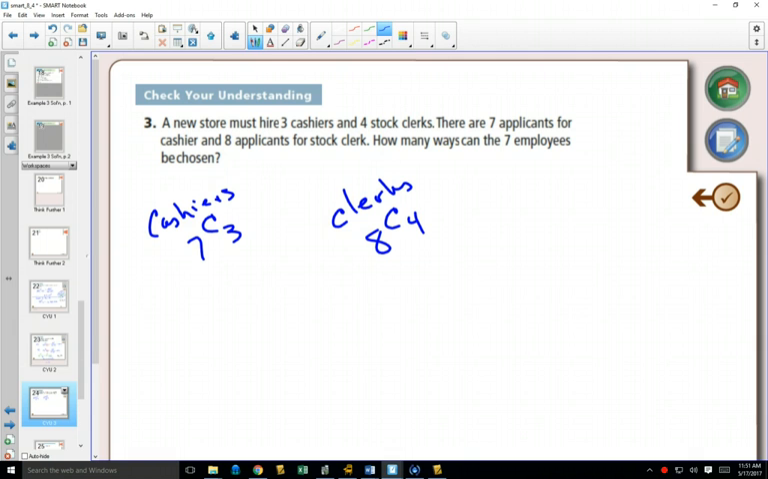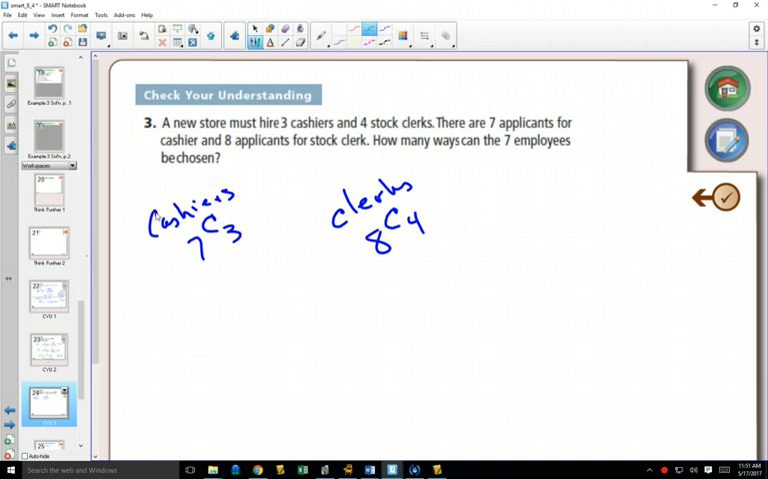Once I've done the cashiers, have I chosen 7 employees? No, I've only chosen 3. And when I've done the clerks, I've only chosen 4. So each of those aren't a full case. They're not counting something in its entirety, but just missing some other ideas. It's only a part of the entire thing. What we're doing right here is actually a decisions question.